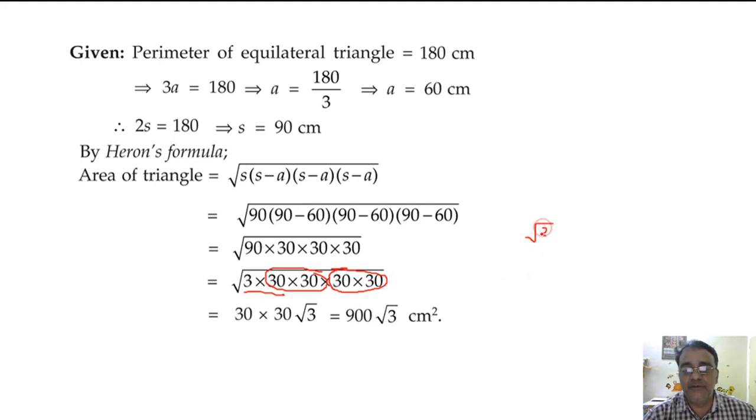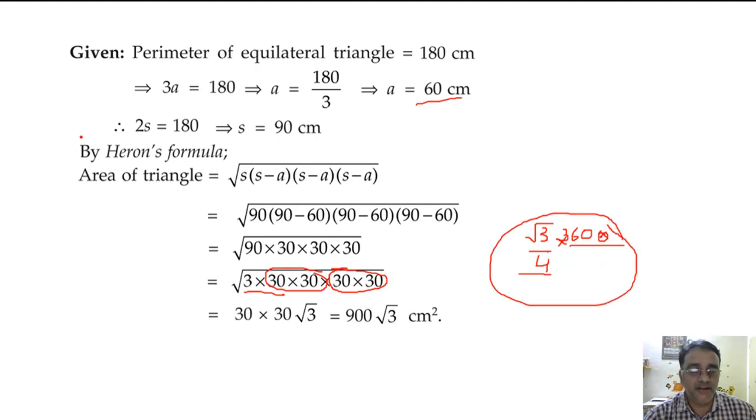Root 3 upon 4 a square. What is a square? This one. 60 into 60. 3600. You can write 3600. If 3600 is divided by 4, then what will you get? 900. So in this way also you can solve this question. Because here it is not mandatory to use Heron's formula. Only for the first part it is written that using Heron's formula.